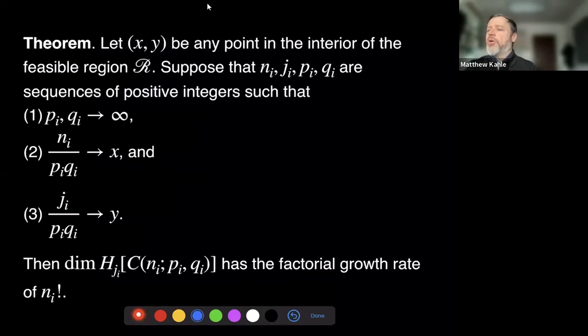So what we show is the following. Suppose n, j, p, q are any sequence such that they're all going to infinity and n over pq approaches x and j over pq approaches y, and (x, y) is in the interior of that blue region, the feasible region. Then the dimension of the homology grows factorially with the number of particles, with n.